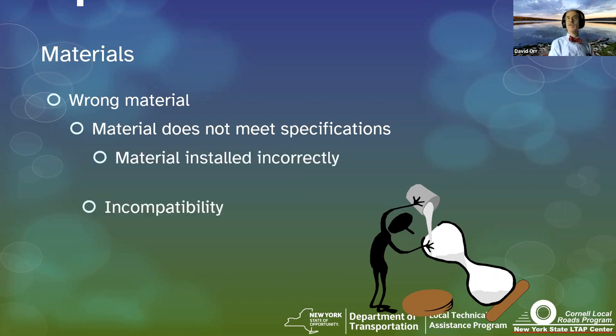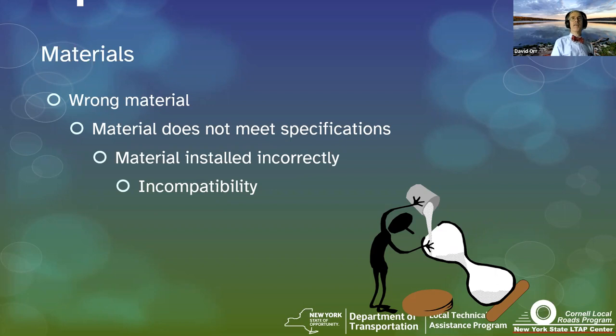Now, you may hear things about incompatibility. Probably the most famous or infamous, of course, is when they did aluminum wiring. Aluminum and copper don't really like each other and can create fires. In the world of pavements, you'll sometimes see incompatibility used as an excuse for failures. Most of the time, it's usually something else.